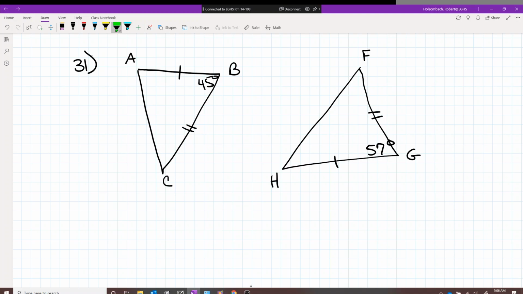You've got two congruent sides and a 45-degree angle. So the side opposite the 45-degree angle is AC. On the right, you've got your two congruent sides, a 57-degree angle, and side FH opposite that angle. So look, side AC is opposite 45, and side FH is opposite 57. So side AC has to be less than side FH, because it's opposite a smaller angle.